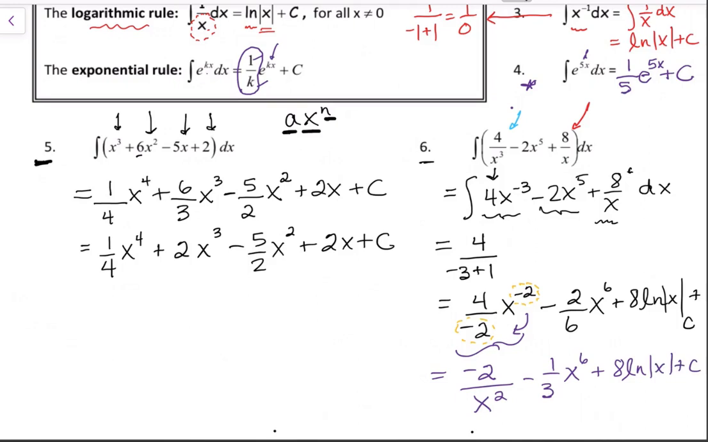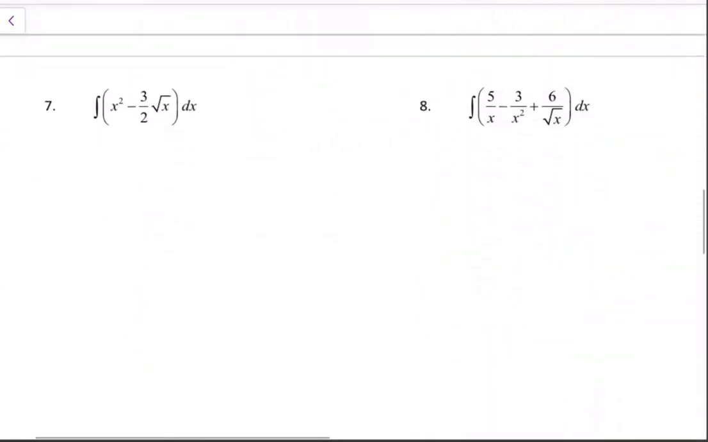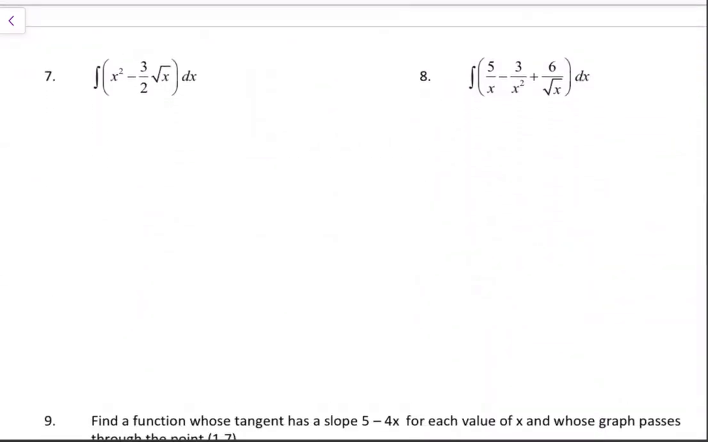Okay, let's take a look at another example. We've got 2 more examples, and we'll look at one little quick application. So if you want, pause the video and try these 2 examples, and then come back to the video and see how you did.